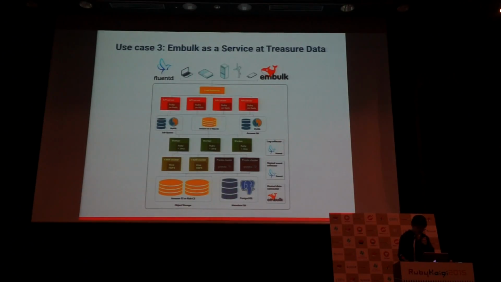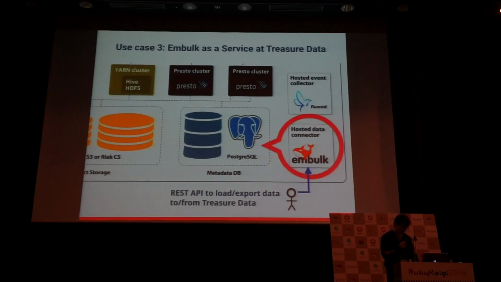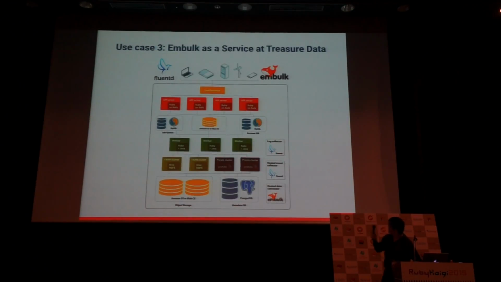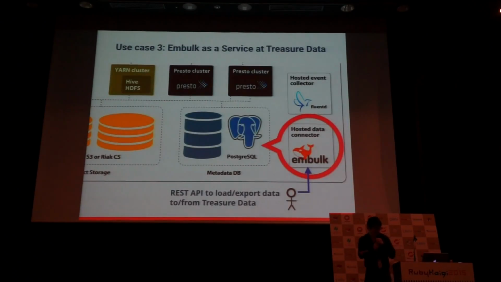One use case is like this. Another use case is like this. This is actually the internal architecture of Treasure Data. So we collect logs and provide a query engine for you. Here is Embulk. So you post a configuration file to our REST API server, then Embulk runs there, takes your data, and loads it into Treasure Data. It is a real use case.